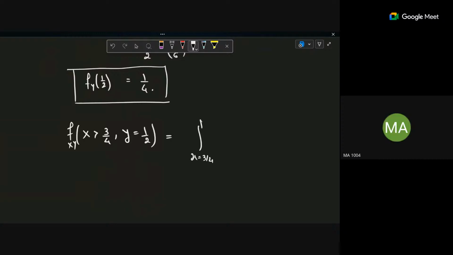But when you take the limit 1/2 to 2 for y, you are considering this whole area, which is not required here. Ma'am, it is just the marginal when x is between 3/4 and 1.